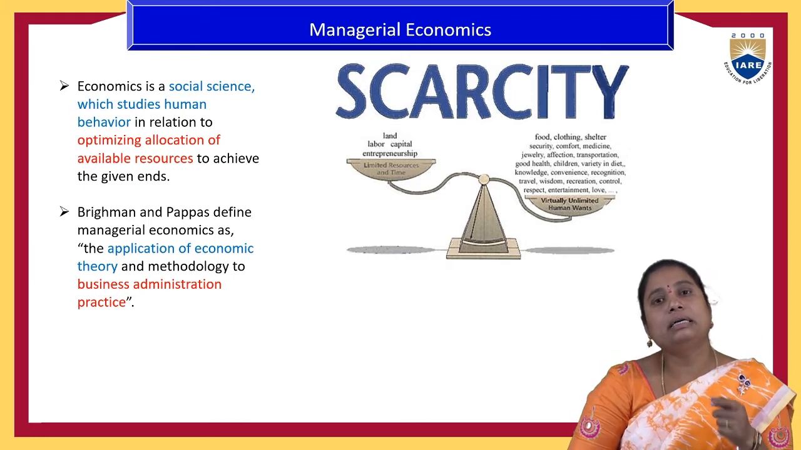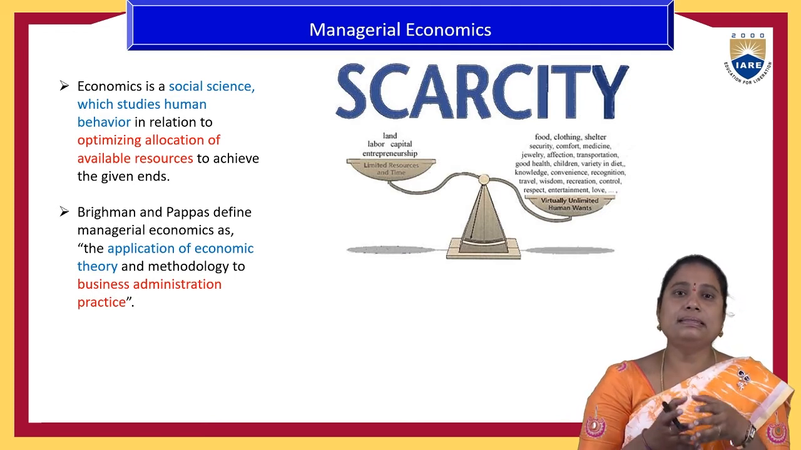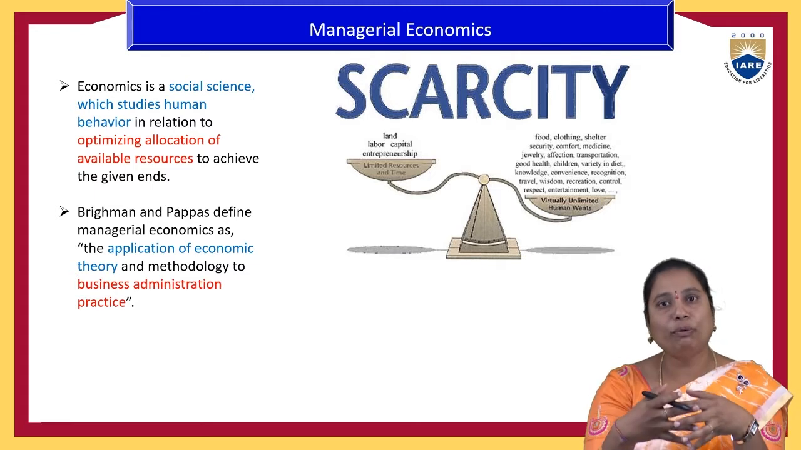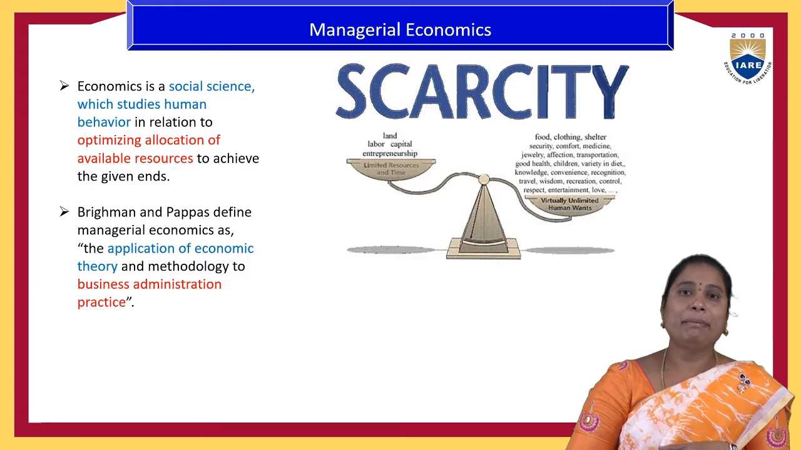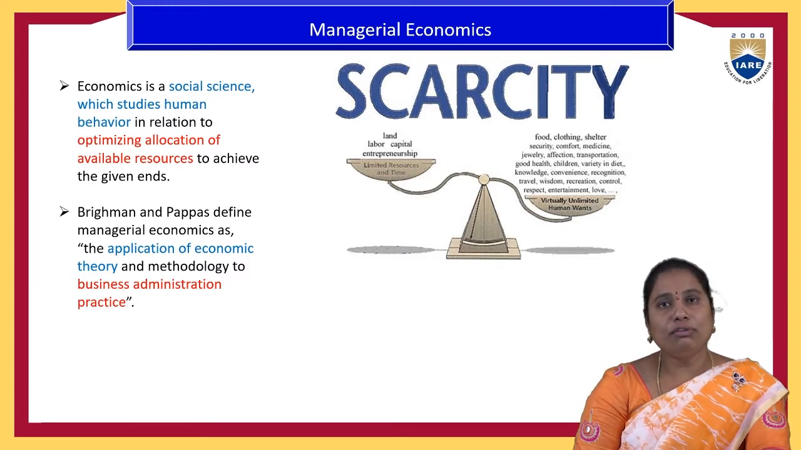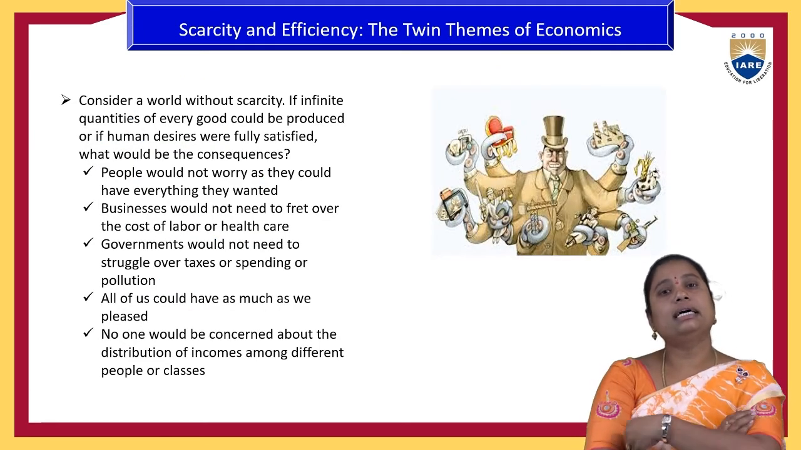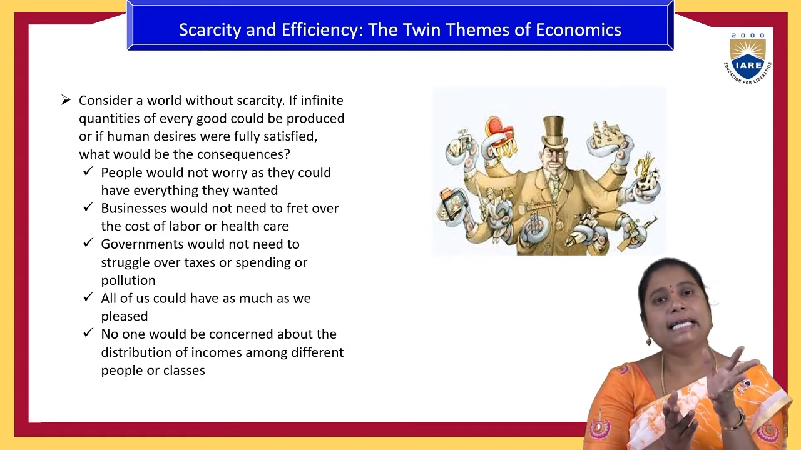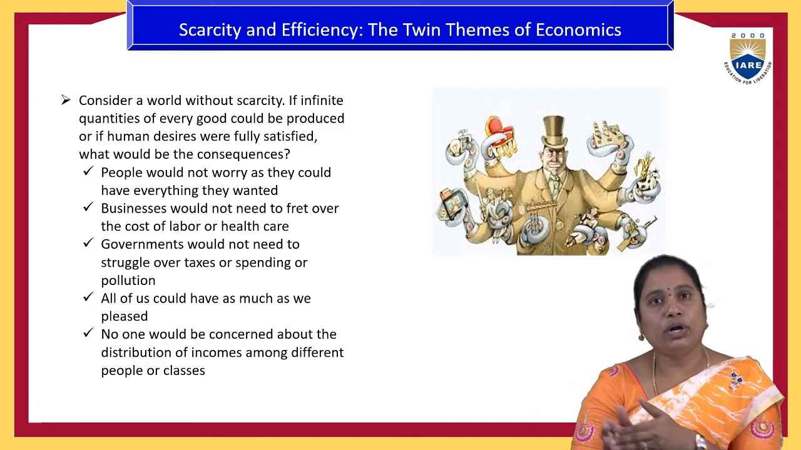In all these aspects the organizations need to take decisions. At that time they apply the theory of economics. So if they apply economic theory to managerial decisions, that is the coping of economy with management. That's why it is called managerial economics. Now let us see the importance of economy in this world. This is the coping of two elements, scarcity and efficiency, for the economy.